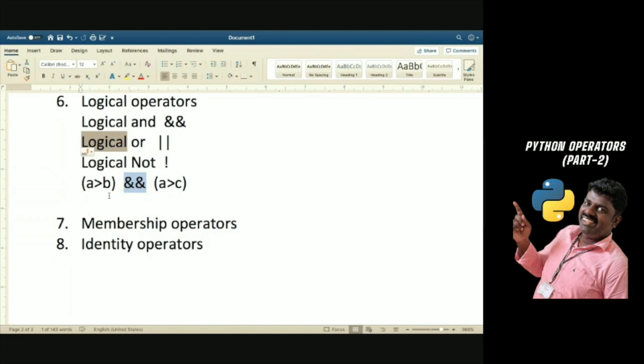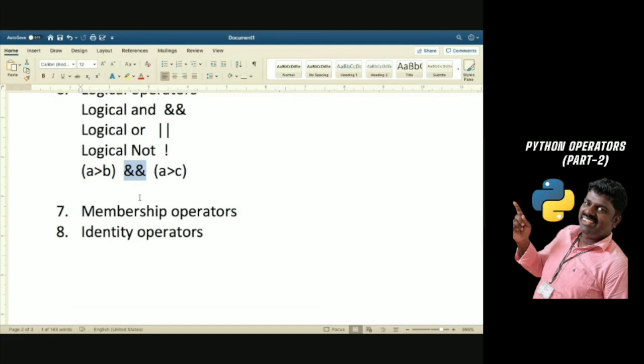We are going to give the value of A as 5, B as 3 and C as 2. It is going to compare whether 5 is greater than 3 and 5 is greater than 2, and then it is going to give the result as true, because both conditions are satisfied. Similarly for logical or, we check whether any one condition is right or not, based upon the and or.